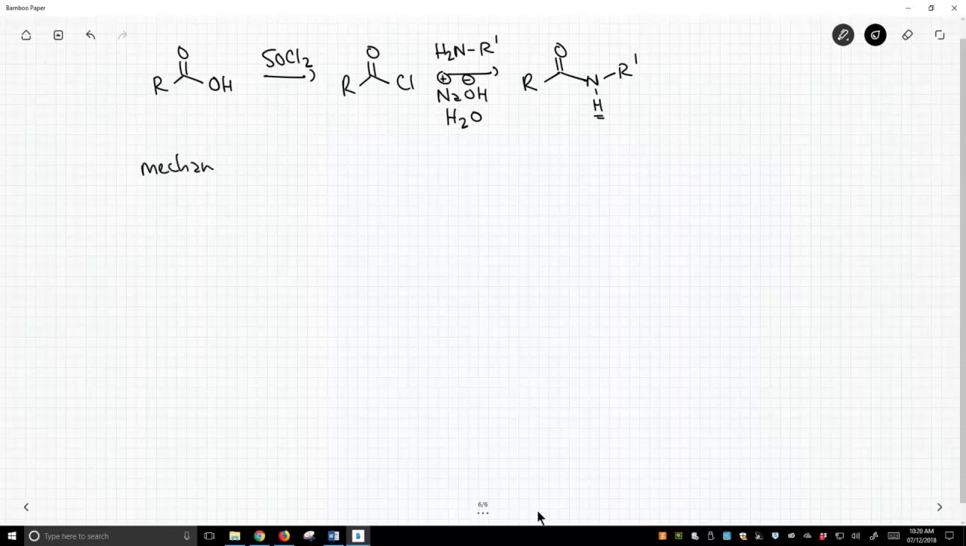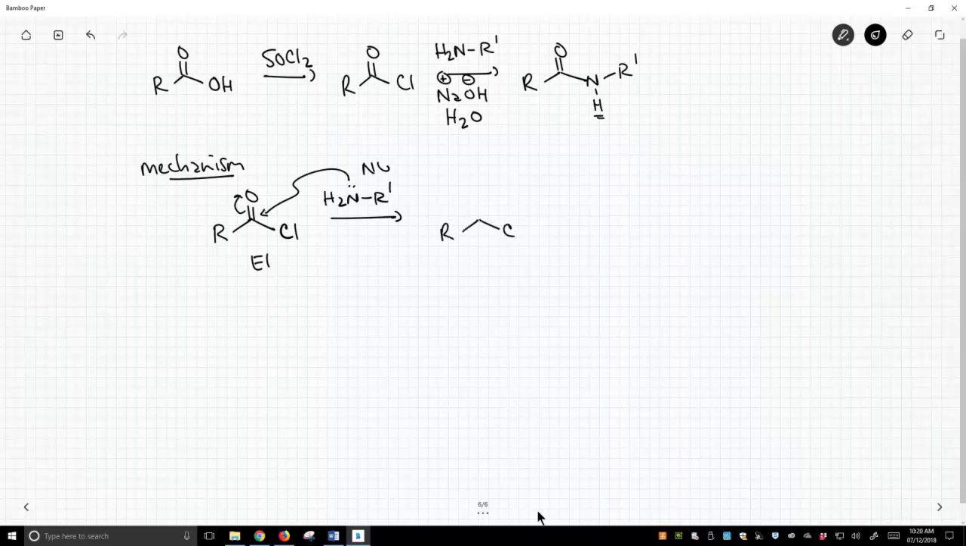Okay, so what's this look like? Let's show the mechanism. Start with our acid chloride, and we are treating with this amine. And of course we have sodium hydroxide in there. We'll bring that in later as we need it. So what happens is our nitrogen attacks. This is a nucleophile. The carbonyl is an electrophile. We attack, and we are going to get a tetrahedral intermediate.